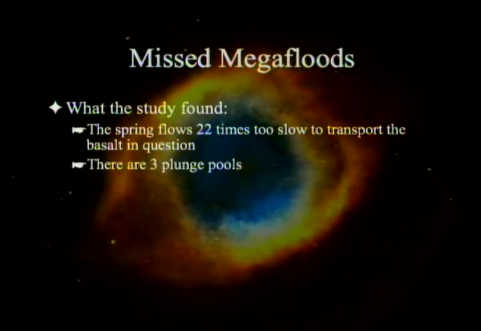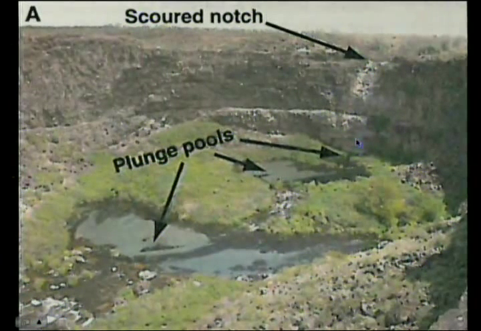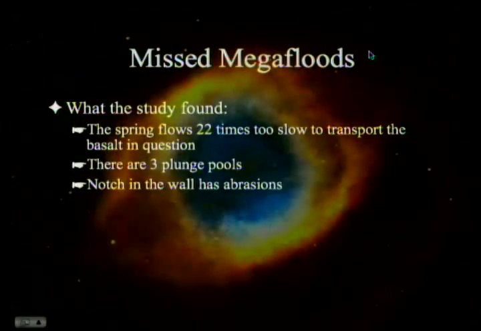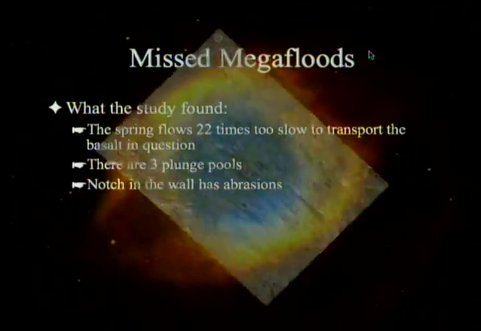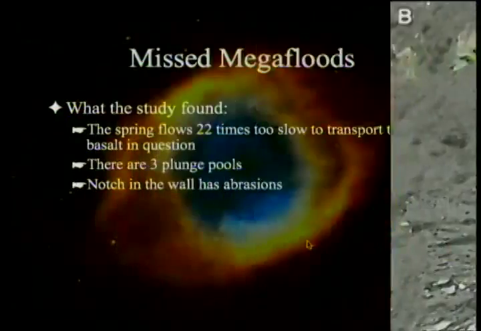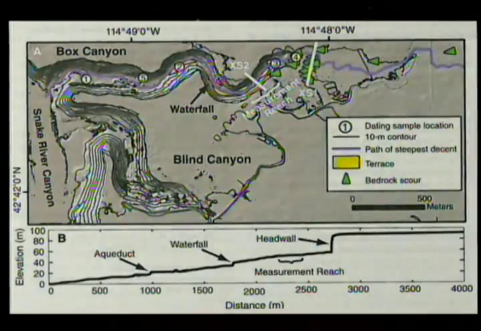There are three plunge pools, which we'll take a look at. There's one, there's another one, and there's another one even closer. And there's a scoured notch that we'll be looking at next. The notch in that wall has abrasions that look like it's been not only eroded, but eroded differentially over the top of it. In fact, you find those abrasions, or scour as you could call it, in a number of different other places in the canyon. Here, here, here.